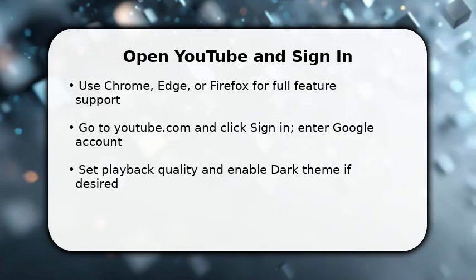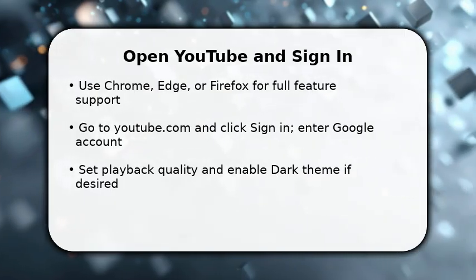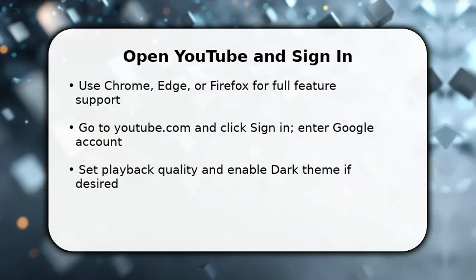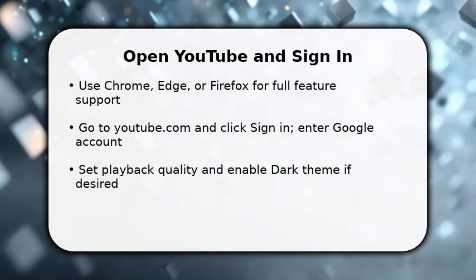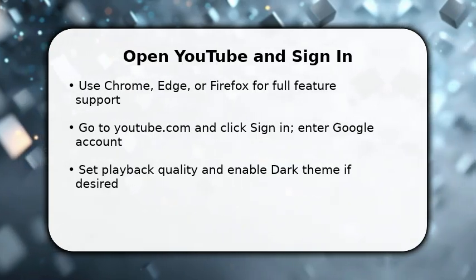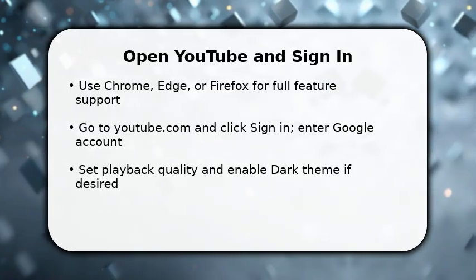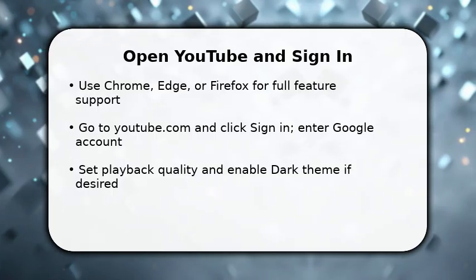You'll start by opening a modern browser and navigating to YouTube.com. Sign in with your Google account so subscriptions, watch history, and recommendations sync. Once signed in, make quick interface choices like dark theme and playback quality to save bandwidth or sharpen detail. Make sure to pin the tab or create a bookmark for fast return. This first setup gets your account and viewing preferences ready.